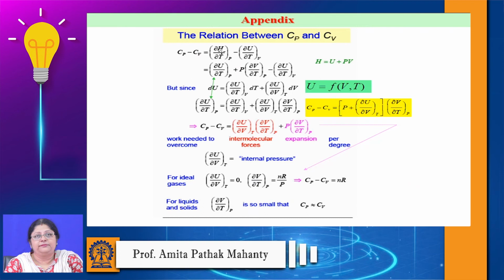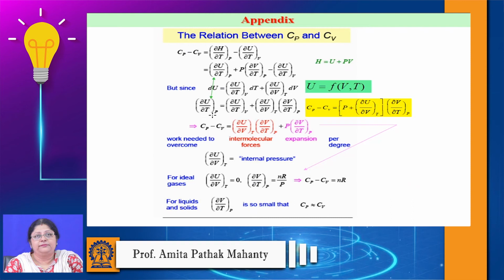If you see this, you can rewrite this in terms of the internal energy, because we know H is equal to U plus PV. So you replace that H with U plus PV. What can you write? You replace H with U plus PV, so you have to differentiate with respect to temperature, replacing U plus PV.